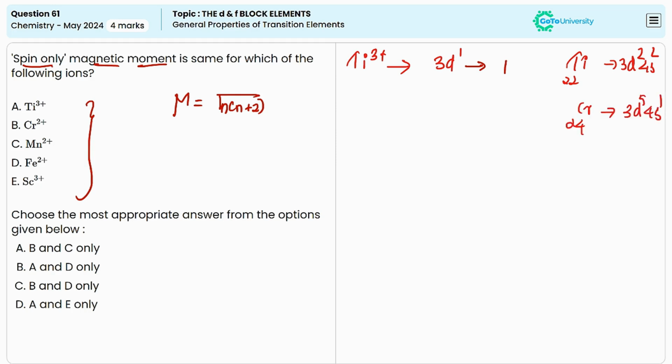The second one is chromium 2 plus ion. Chromium has the electronic configuration 3d5 4s1. When it forms Cr2 plus ion, the electronic configuration will be 3d4. So the number of unpaired electrons will be 4.